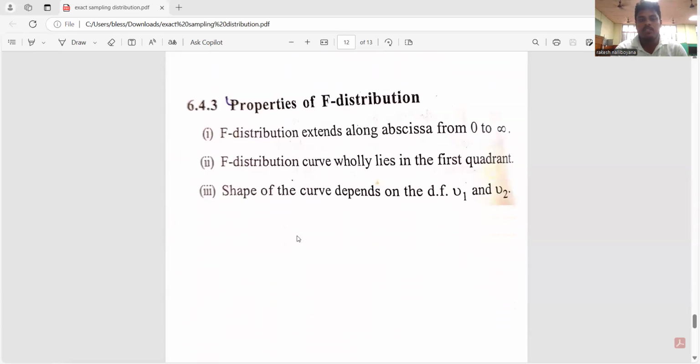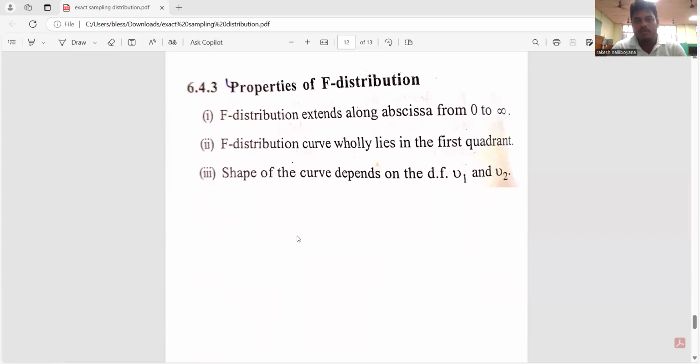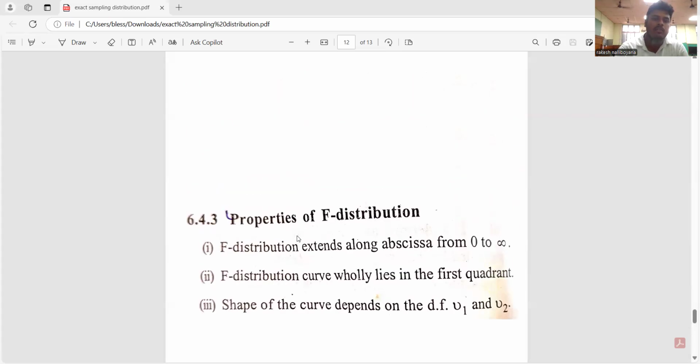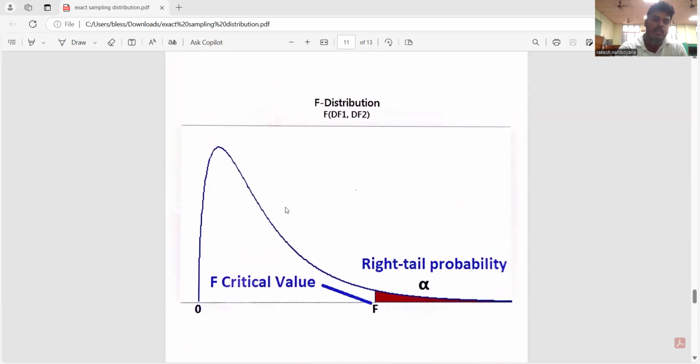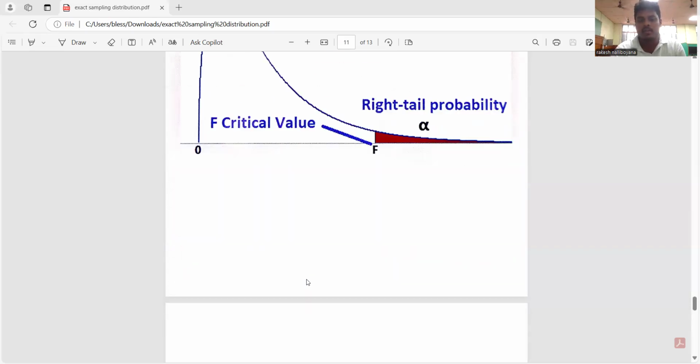Some of the properties of the F distribution: one, the F distribution ranges from 0 to infinity, as I already told you. The F distribution curve also lies only in the first quadrant. In any graph we have four quadrants: first, second, third and fourth. The F distribution is located graphically in the first quadrant. The shape of the F distribution curve mainly depends upon the degrees of freedom. If the degrees of freedom are 1 and 2, the graph appears like this. If we change the degrees of freedom, the graph also changes, and it comes close to the normal distribution.